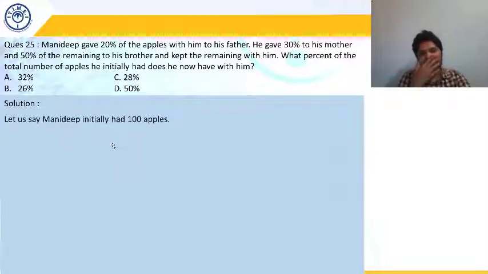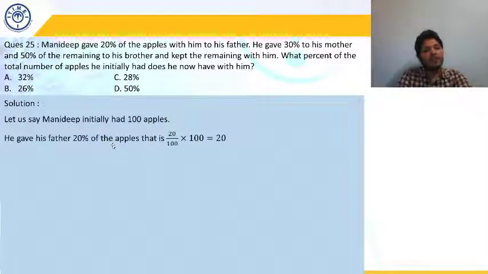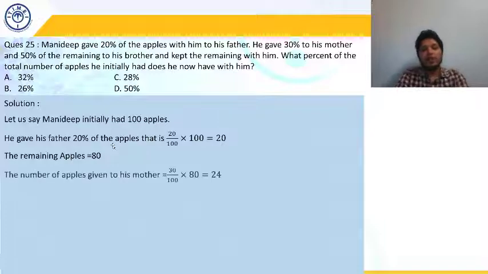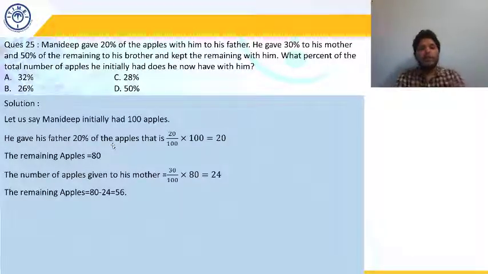Let us say Manideep initially had 100 apples. How much did he give to his father? 20% of 100, which is 20. The remaining apples now become 80. How much did he give to his mother? 30% of the remaining, 30% of 80, which is 24 apples. So he gives 24 apples to his mother, and the number of apples left now is 80 minus 24, which is 56. Out of these 56, 50% he gave to his brother and 50% he kept with himself.